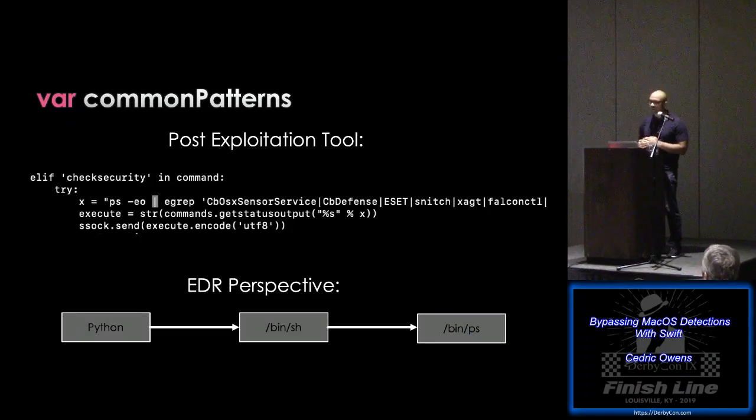And here's an example from my tool MacShell. One of the operator commands I had was check security. When the operator enters check security, that command gets sent over to the client that you're controlling. On the client side, it evaluates that command and converts it to a ps command, where it starts grepping for things like EDR products or antivirus, and then sends the results back. So the operator knows what AV or EDR products are running. From an EDR perspective, this fits nicely into what was shown on the previous slide, where you have Python spawning bin.sh, which in this case spawns ps to run this command.